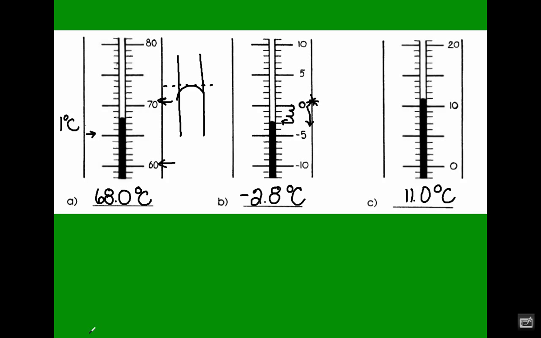If you look at, for instance, letter E and letter F, those scales are different. Letter E, each tick mark on that thermometer is 0.2 degrees. And for letter F, each tick mark on the thermometer is 2 degrees. So that will change where I actually put my guess.